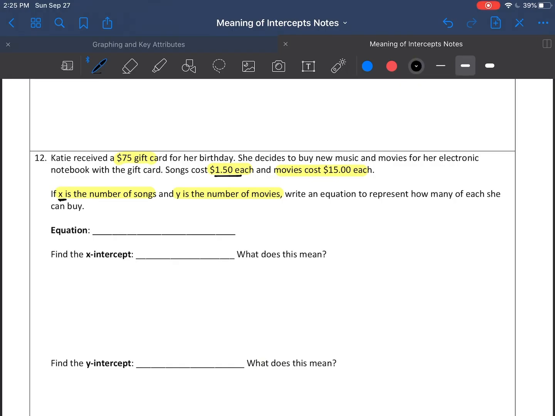And so this is another standard form equation because X is the number of songs and they're $150 each. So 150 times the number of songs plus 15 times the number of movies can equal our total of $75 on the gift card.